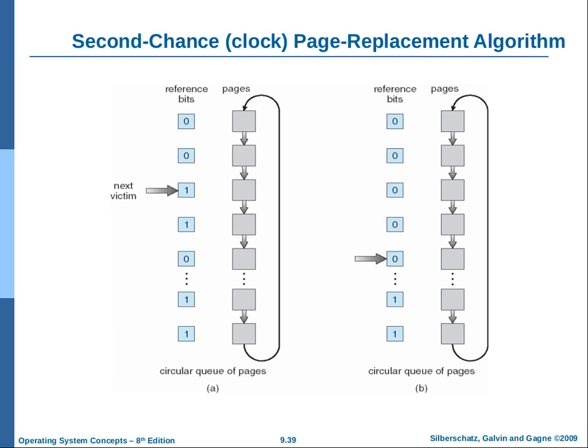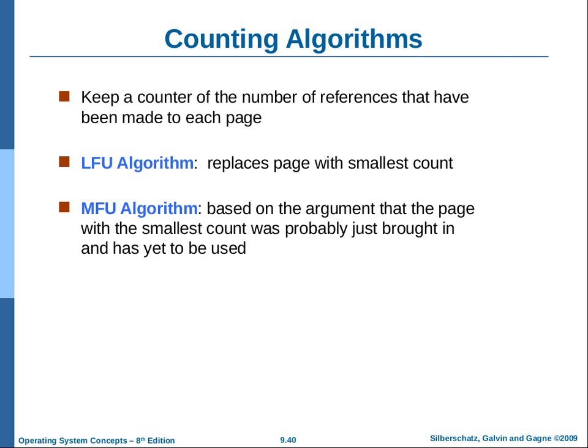So this is an approximation, probably a little faster than LRU to find something, although it might not be as good as LRU when it comes to page faults.